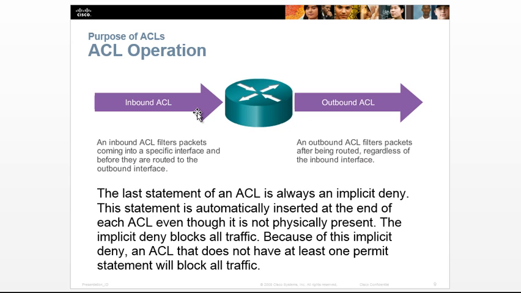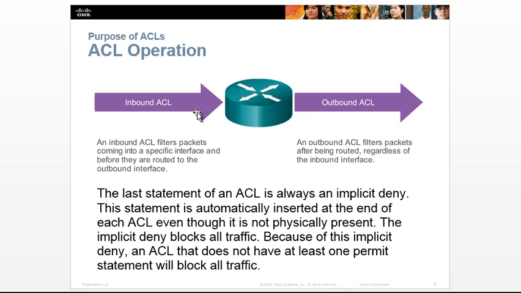So there are two types of ACLs that are in use, inbound and outbound. And this is where I was telling you it's important to remember that a firewall, we generally think of it only blocking traffic coming in, but it can also block traffic going out. The inbound ACL filters packets coming into a specific interface before they're routed to the outbound interface. An outbound ACL filters packets after being routed, regardless of the inbound interface. So where you place them determines what they're going to do.